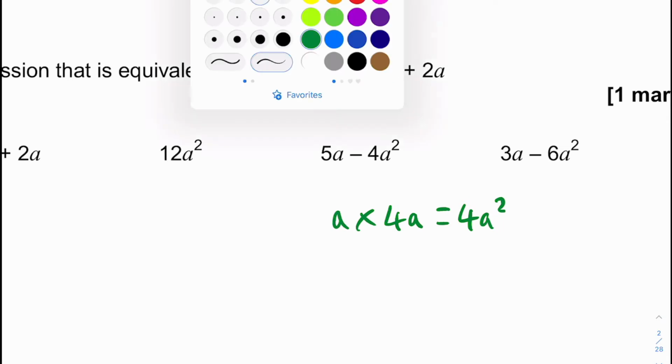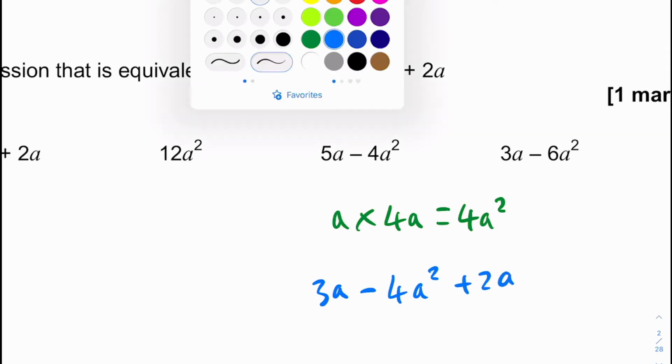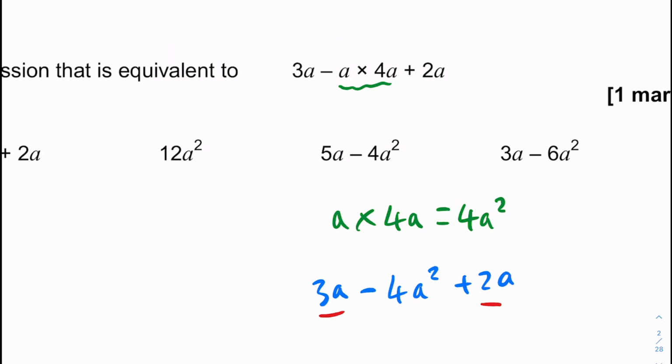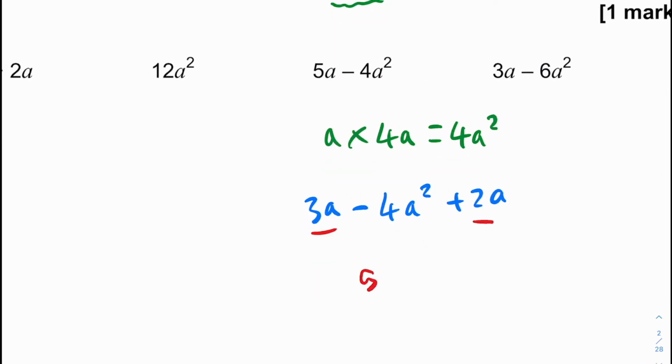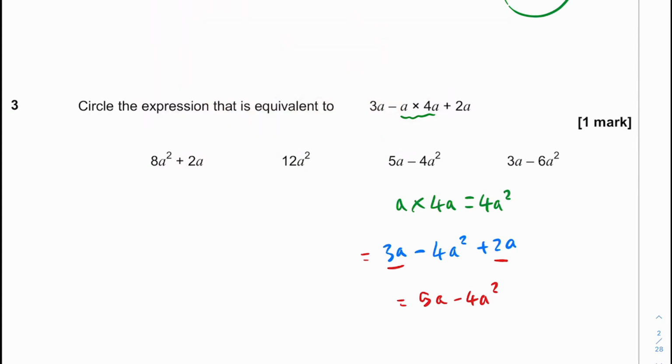Okay, so our expression now looks like this. We've got 3a take away 4a squared, and we've got plus 2a. The next thing to do is simply add our 3a and our 2a. So this gets us 5a. So we've got now 5a take away 4a squared, which is hopefully one of the answers, and it is, it's the third one here. So we circle the third one.